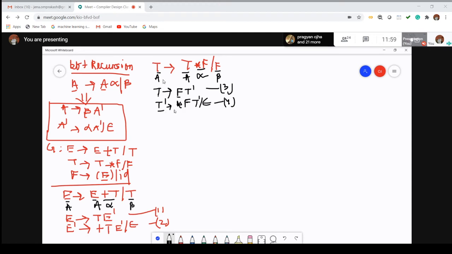Here it will be T star. Here it will be star. Both are different. Here it will be E. Here it will be T. Both are different. Here it will be E star. Here it will be plus. Both are different. So the left value should not go for the repetitions.